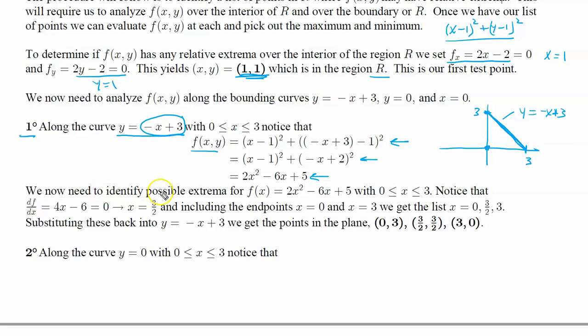Now we need to identify possible extrema for this function over this interval. So now this is like a calculus 1 problem. We differentiate this, find where it's equal to 0 or does not exist, take the endpoints of the interval, and test all of those points, see where f is biggest and smallest. So, taking the derivative of this with respect to x, we get this. We set it equal to 0 or DNE, but we don't need to worry about DNE in this case.